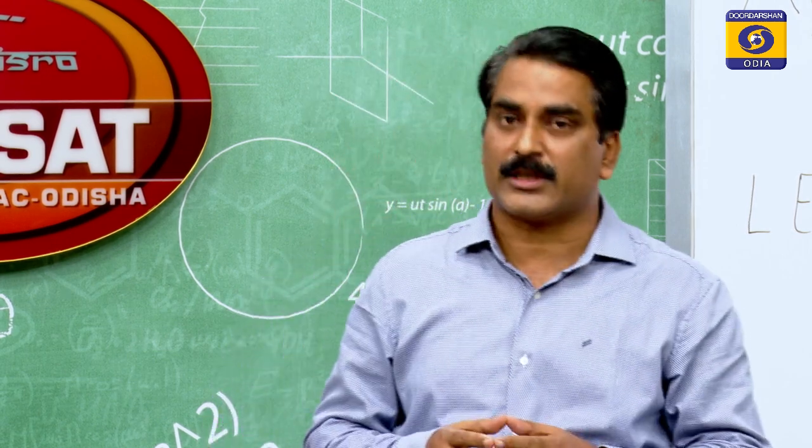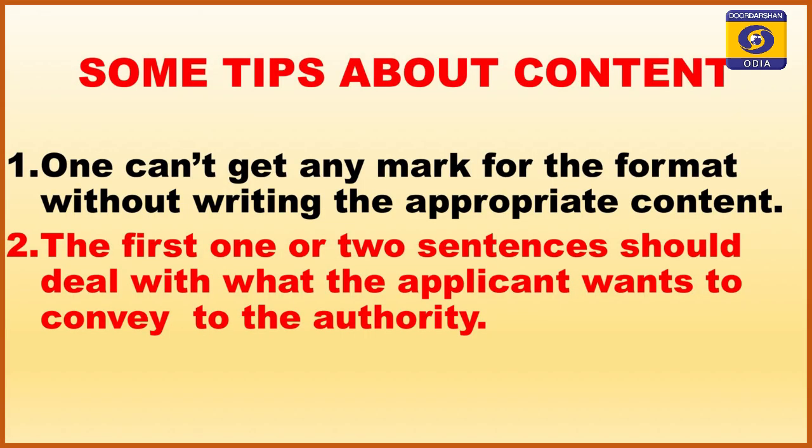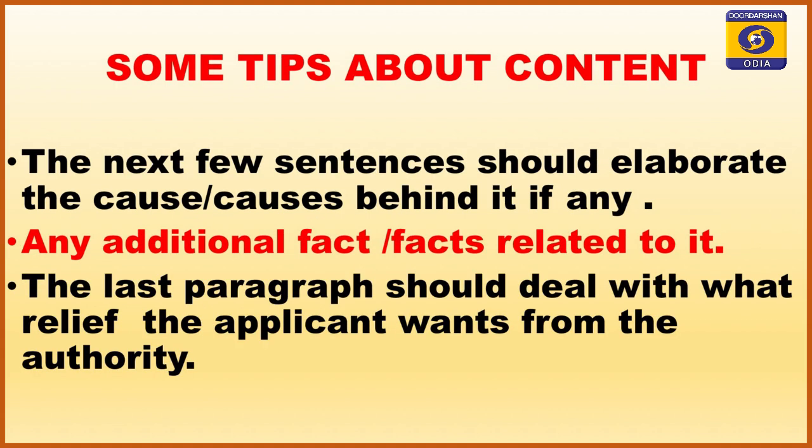How to write this content. When you start the content, the first one or two sentences should deal with what the applicant wants to convey to the authority. What you want to say to the authority, you have to write in the first one or two sentences. The next few sentences should elaborate the cause or causes behind it, if any. If there is any cause behind what you want to convey to the authority, you should elaborate that in the next few sentences.